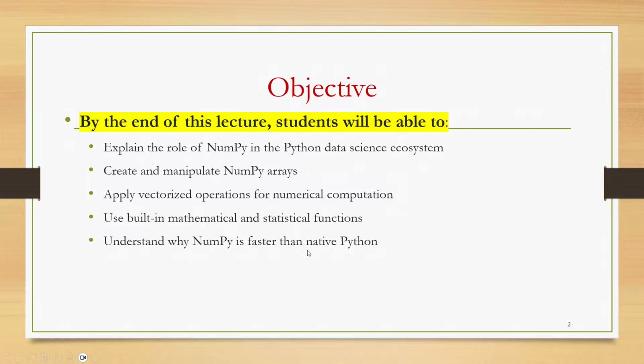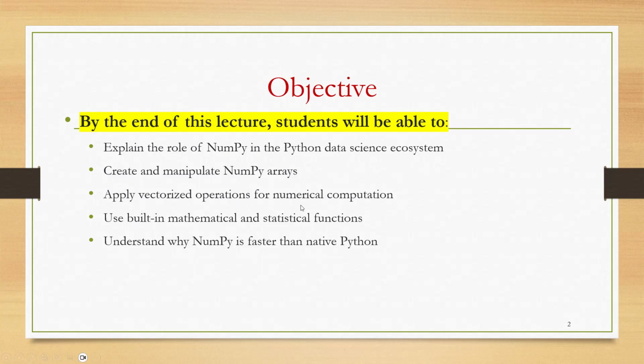Here we're going to explain the role of NumPy in the Python data science ecosystem. We're also going to do the lab work here, learn how to create and manipulate NumPy arrays. Then the whole concept of NumPy: why don't we use lists instead of NumPy? Because NumPy is very fast and uses vectorized operations for computation. In NumPy, we don't use loops, because vectorization is very, very quick. That's one of the major advantages of using NumPy.